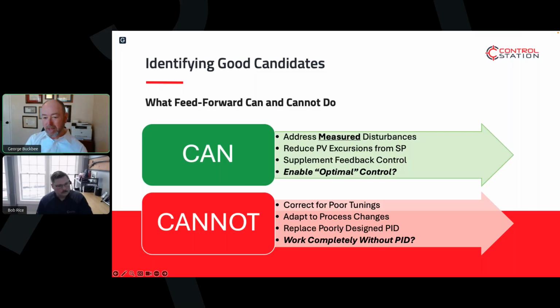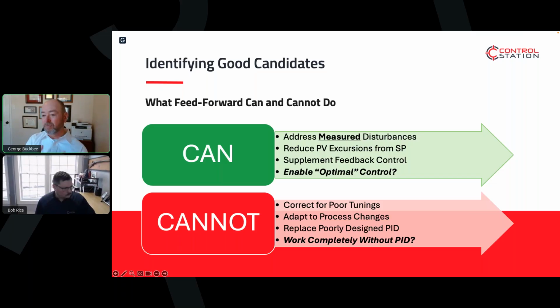It can help in that way to reduce the PV excursion away from set point. What I mean by that is, if we can address the disturbance before it happens, we can keep ourselves from being impacted by the upset as much. We react to the car going up the hill before we go up the hill, then our speed is not going to drop so low as we go up the hill. And it can supplement our feedback control. That means we still need feedback probably to maintain that speed once we start going up the hill, to maintain the process at its set point.